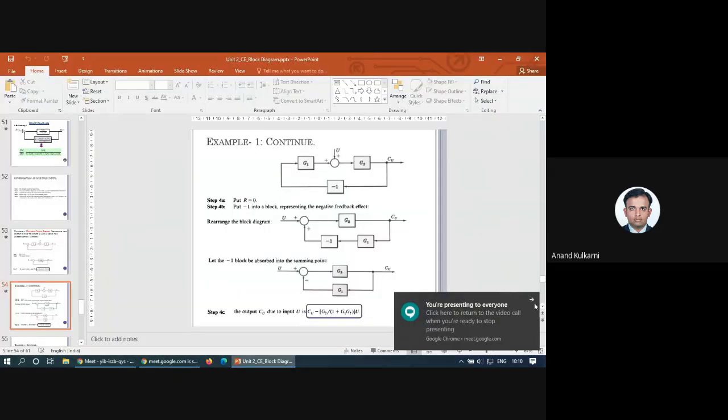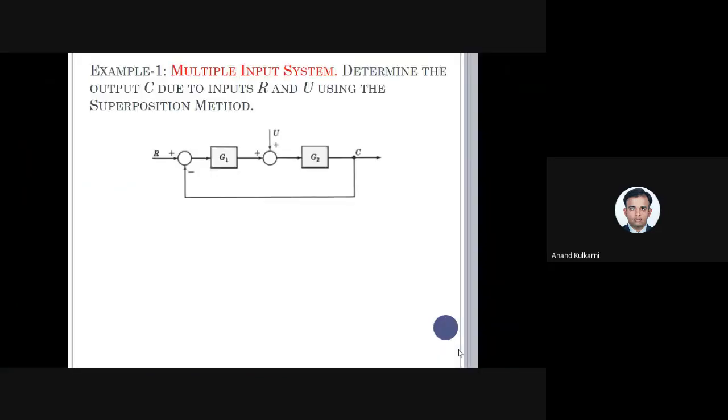Those who have joined late, I'll just repeat it. What we are discussing today is, if there is a problem where there are multiple input systems, how are you going to solve it? As there are two inputs, we are going to solve this problem in two parts. Part A, any one of the inputs you make 0. So we are going to make U as 0.